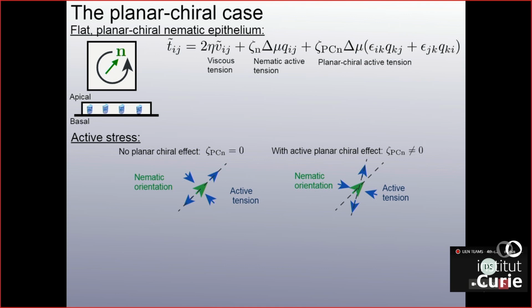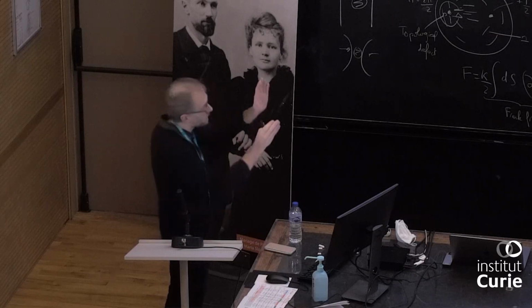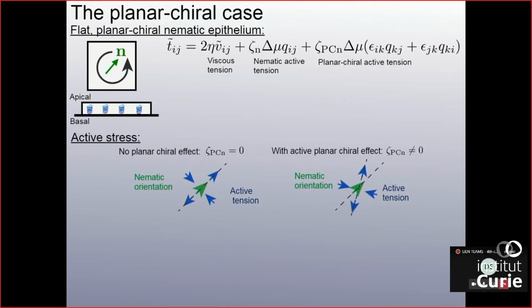If I add this active planar chiral effect, now I can define what clockwise is on the tissue, and so I can have an axis of contraction of the system which is not oriented with the nematic axis, which has some tilt relative to it. So for instance, the cells are elongating in a direction, but instead of contracting along the direction of elongation, the tissue can constrict, but with an angle. That's a general argument based on symmetries.